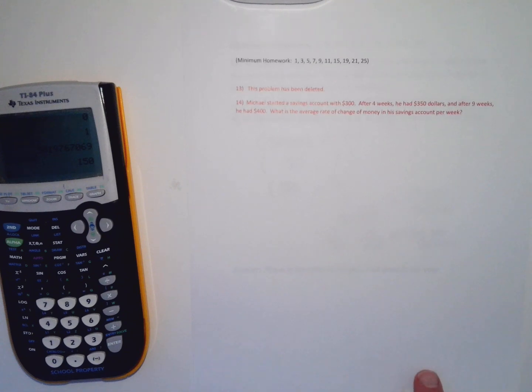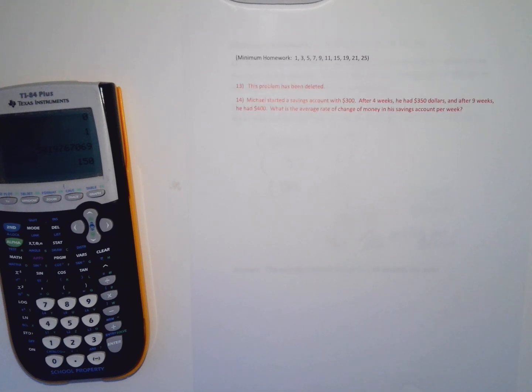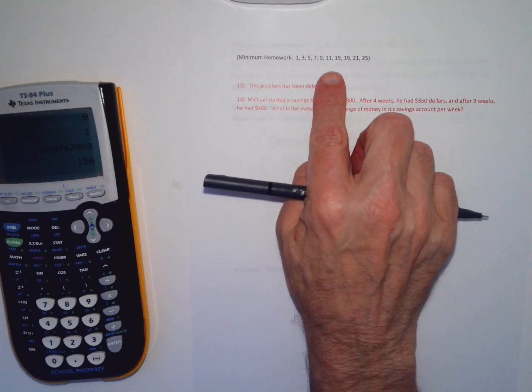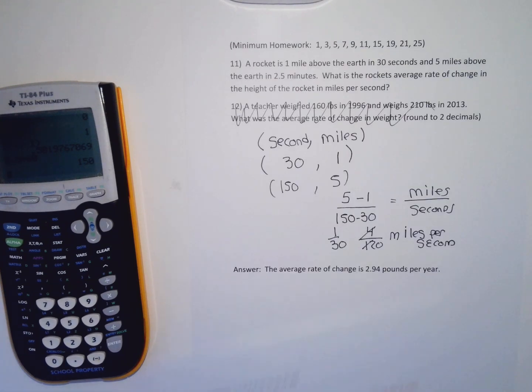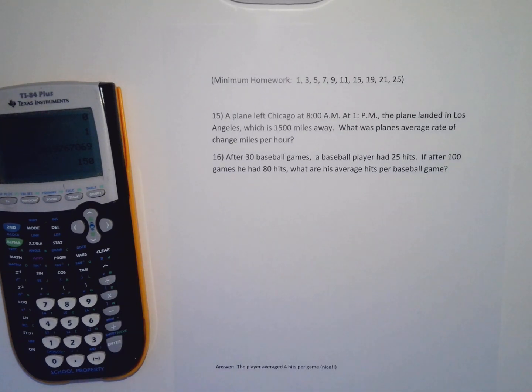Apparently, I didn't like 13, I deleted it, and 14 I wrote in red because it wasn't part of the homework. One more average rate of change, and then we probably can move on to a part 3. I don't even really know that we need to do one more. So let me skip this.